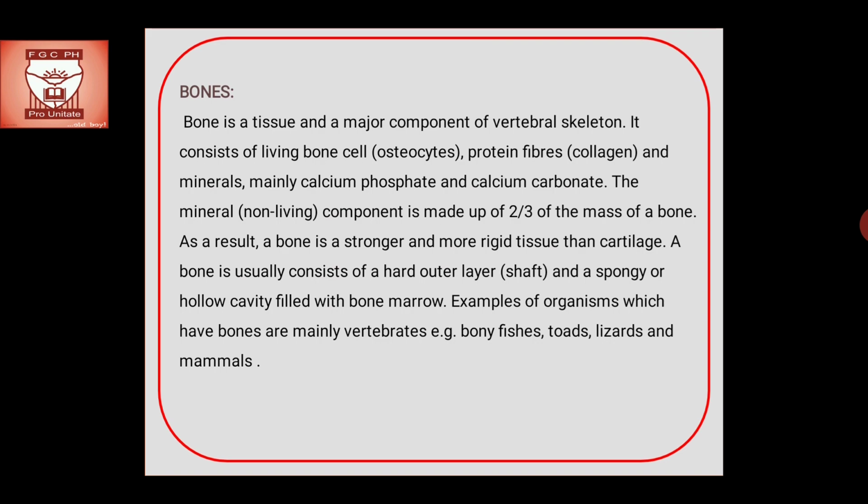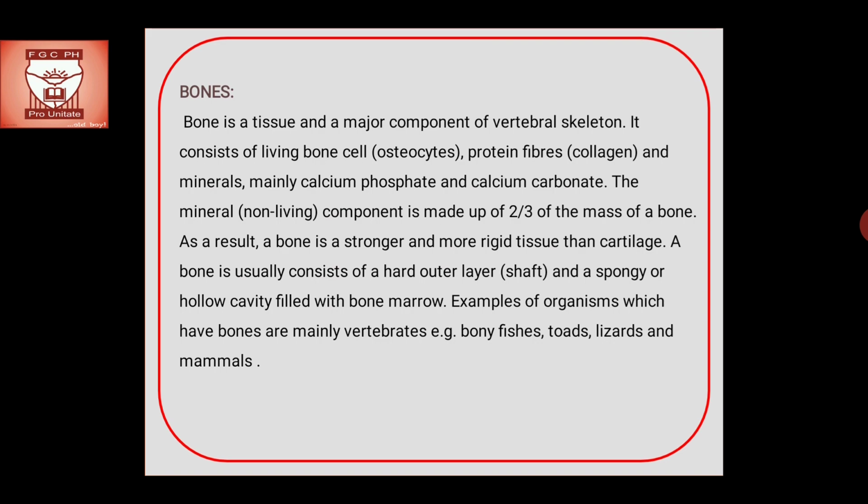Another one is the bones. Remember, we said we have 3 forms and components of skeleton. The first one was the cuticle. The second one is the bones. Bone is a tissue and a major component of vertebral skeleton. It consists of living bone cells. These living bone cells, we call osteocytes.